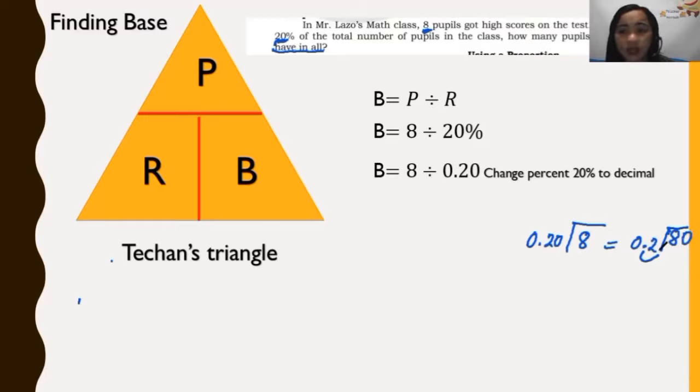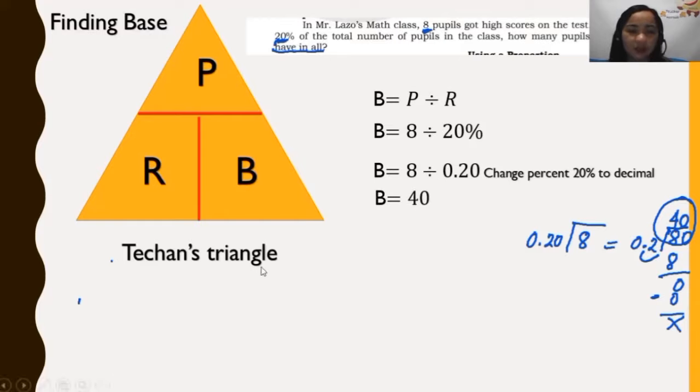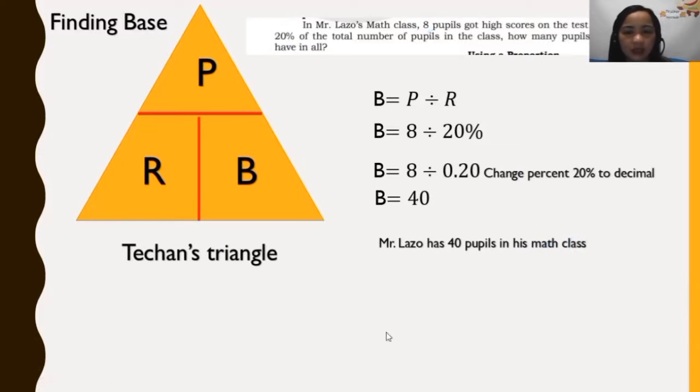So here we have 80 divided by 2, or 8 divided by 2 is 4. Bring down 0, 0 divided by 2 is 0, 0 times 2, we have here 0. Again, 0 times 2 is 0. Subtract. There is nothing more to bring down. The answer is 40. Therefore, base is equal to 40. And to answer this problem, Mr. Lazo has 40 pupils in his math class. So 40 is the total number of his pupils.